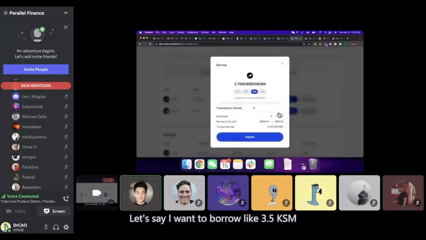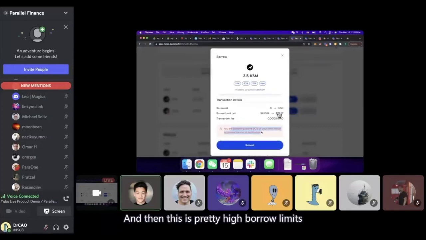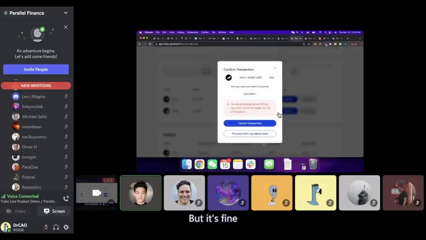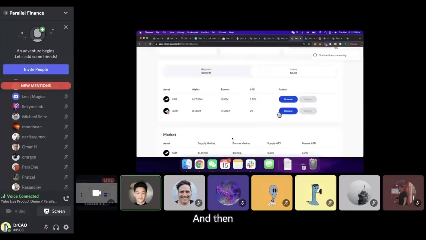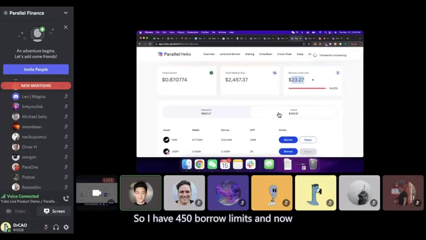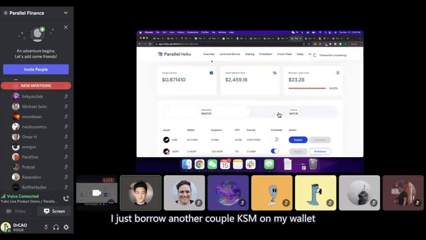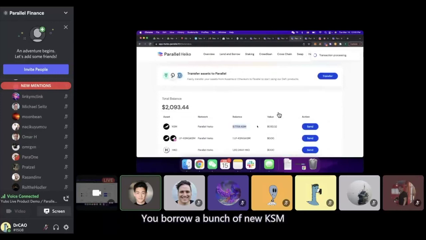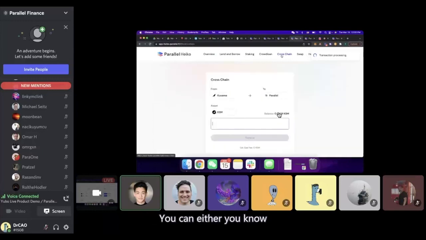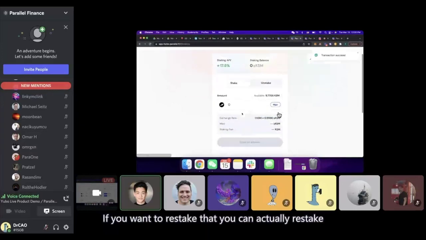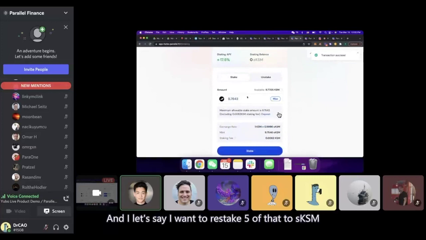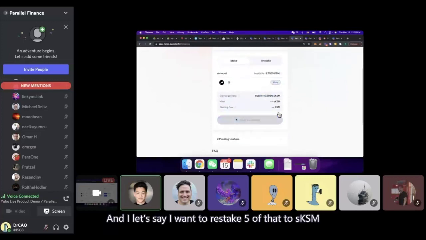So let's say I borrow like 2.7, or I don't know, let me borrow like 2.5. This is a pretty high borrow limit, but it's fine. I can go for it. So I have a 450 borrow limit, and now I just borrowed another couple Kusama into my wallet. So if you go to your wallet, you borrow a bunch of new Kusama. If you do cross-chain, you can just transfer that 9 Kusama out to your Kusama relay chain if you want. If you want to restake, you can actually restake that 9. Let's say I want to restake 5 of that to sKusama.